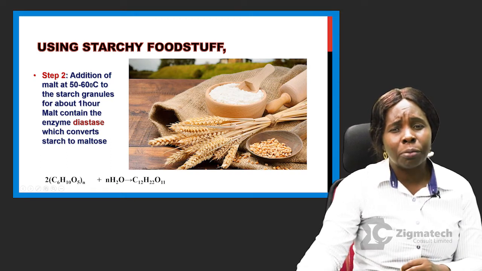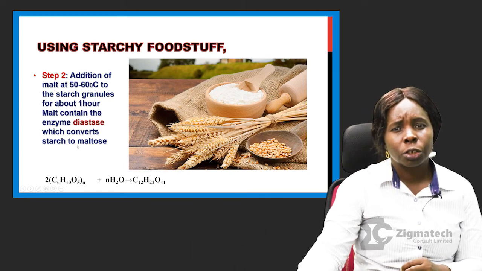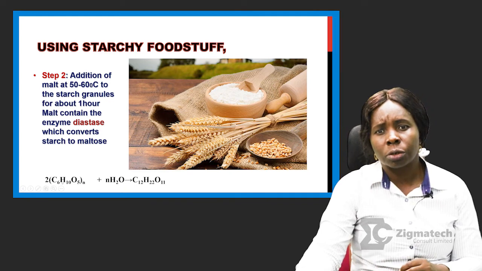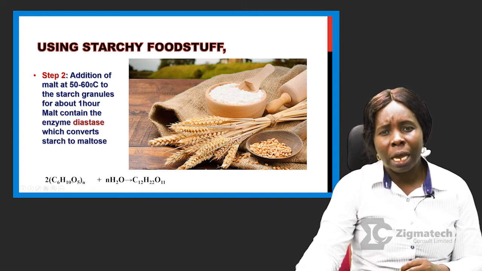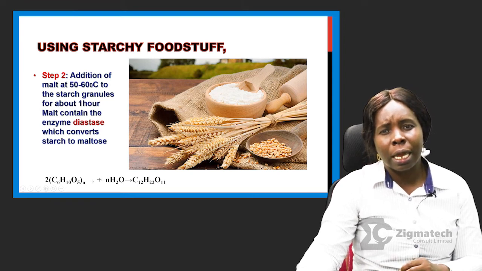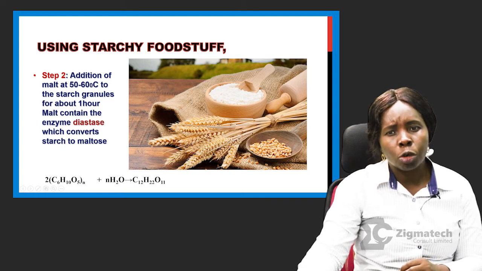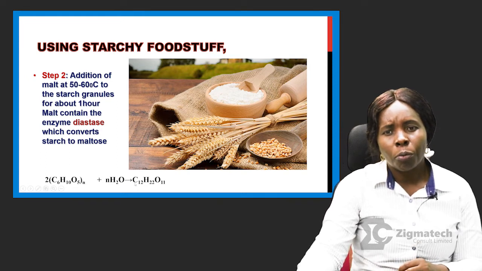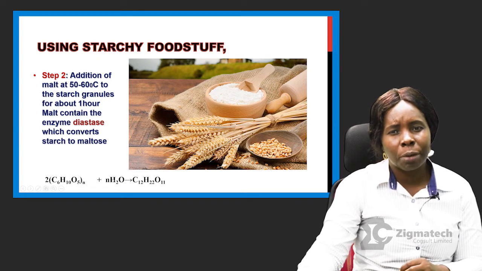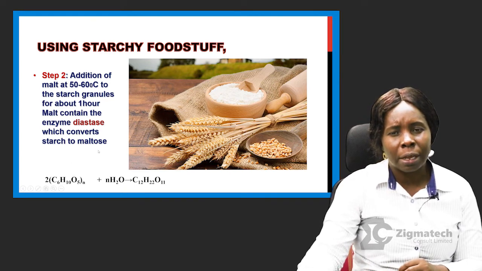Now, this malt contains the enzyme diastase, which converts starch to maltose. You can see the equation. This is the formula for starch. Starch is a polysaccharide, so we put n. So when the enzyme diastase acts on it in the presence of water, it forms maltose. This is the formula for maltose. This reaction is hydrolysis because a water molecule is being added to the starch in the presence of the enzyme diastase.